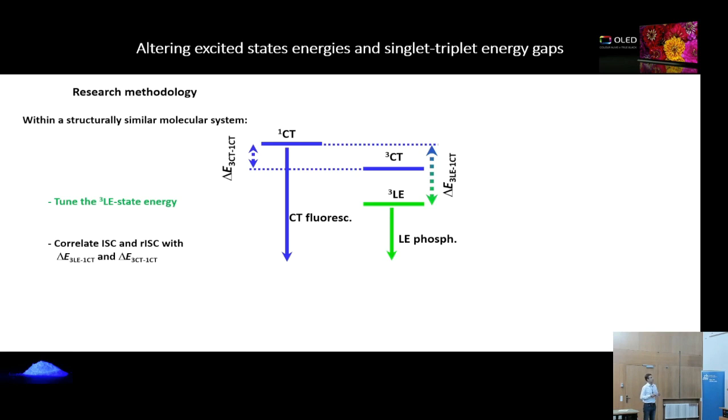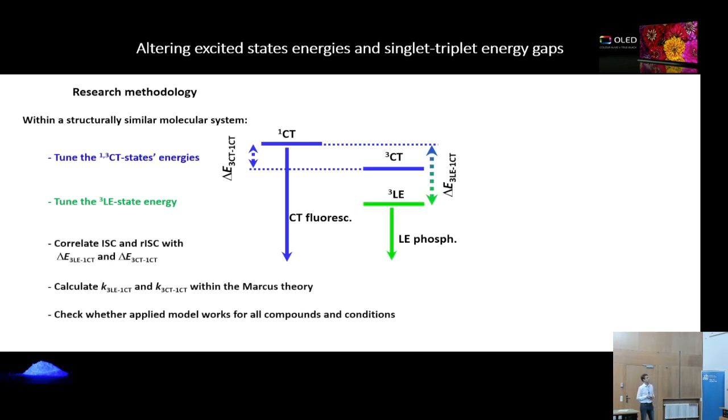And we do this, and we correlate our intersystem crossing and reverse intersystem crossing rates to see if we get an improvement. Of course, we can also tune the CT state energies and do correlations, but this is in an ideal situation.